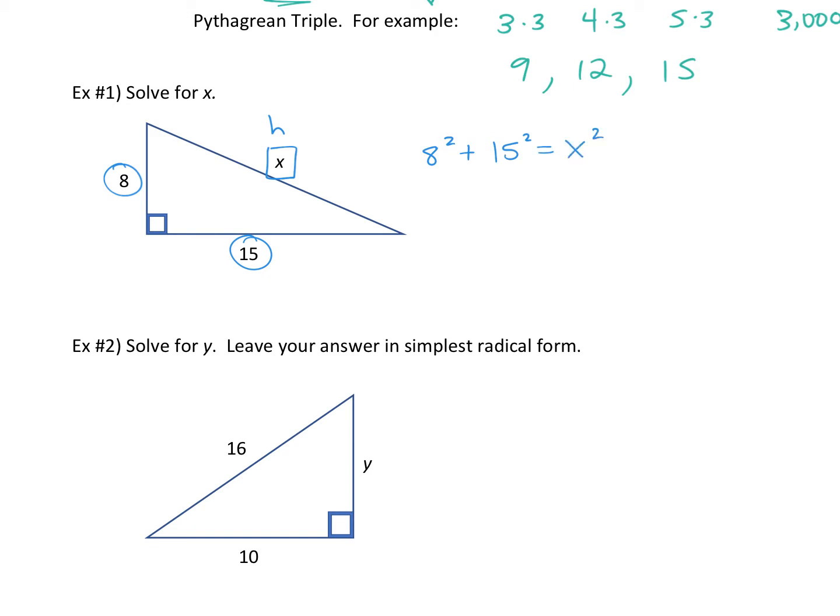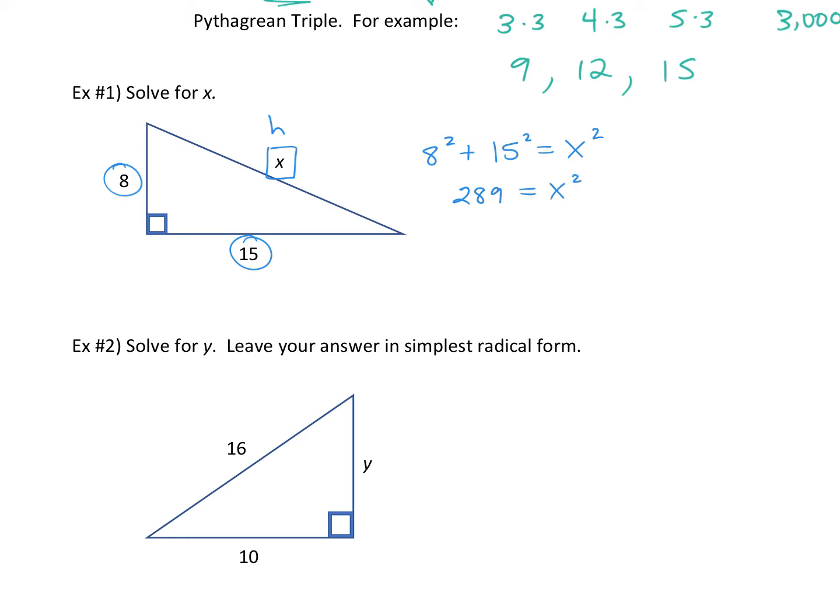Now, here's where your calculator is going to be your best friend. You're going to plug it in. You don't even have to try to figure that out in your head. 8 squared plus 15 squared, plug it into your calculator. You should get 289 equals x squared, okay?